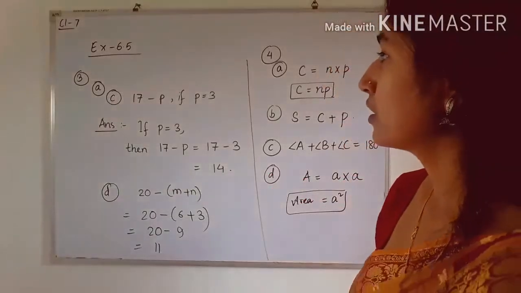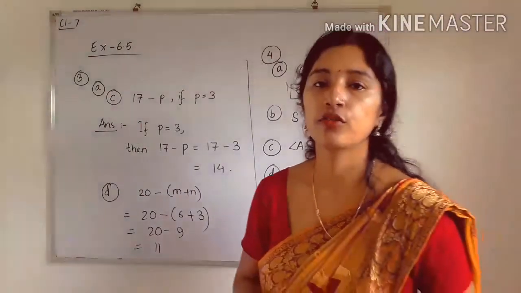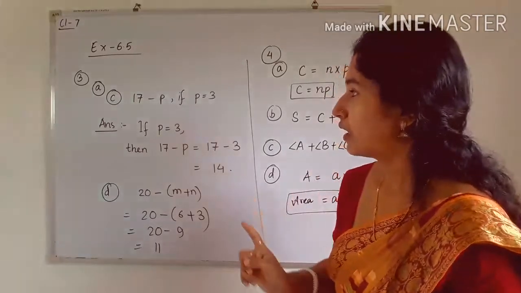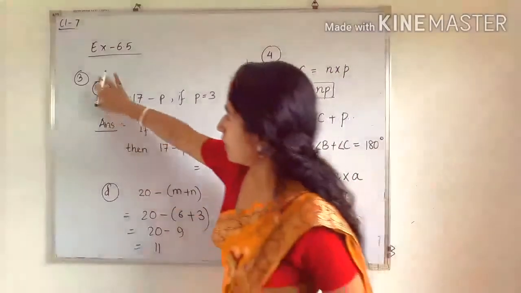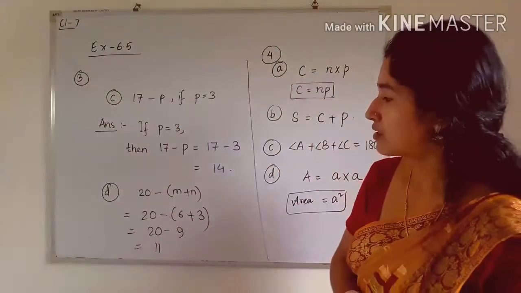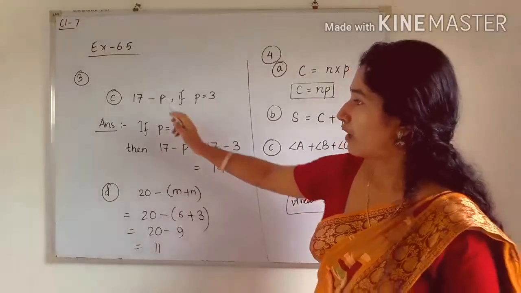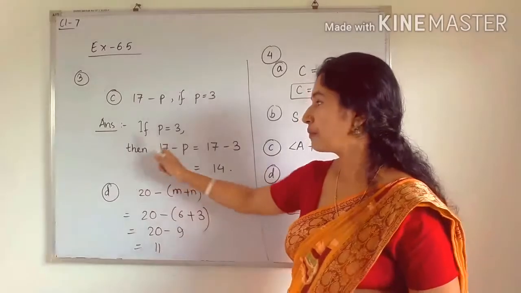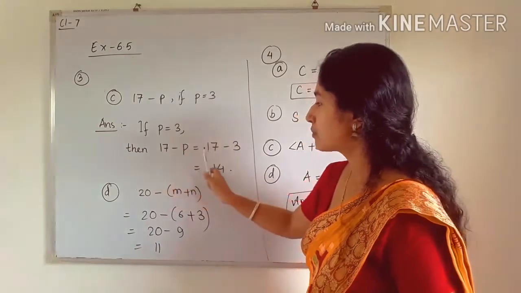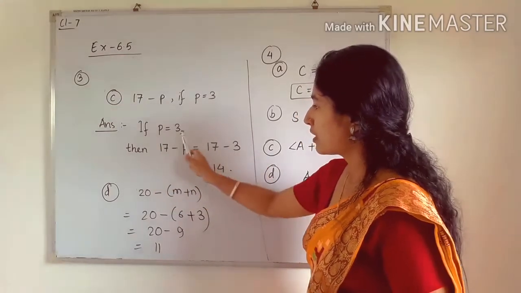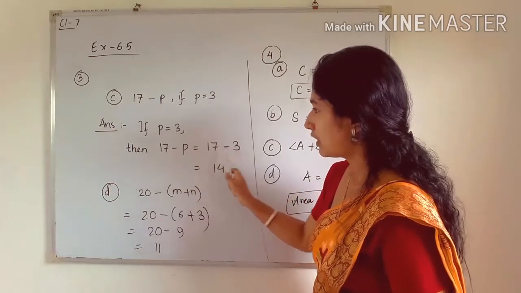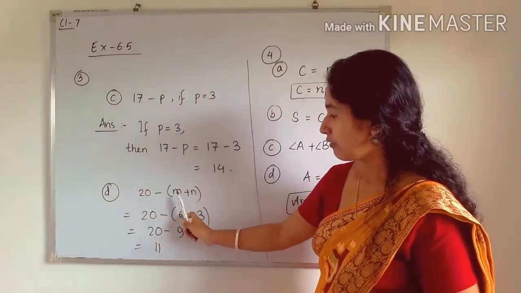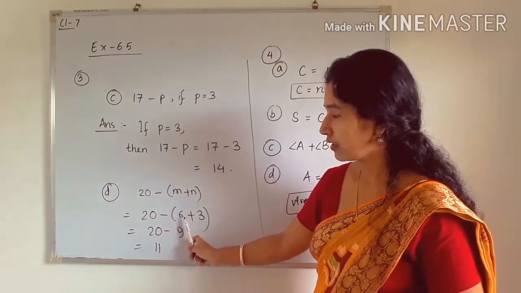So see the next question. Next, you have to find the value of the expression if the value of a variable is given. So from question number 3 I am doing number C and D. See here, we have to find the value of 17 minus P if P is equal to 3. So you have to write like this: if P is equal to 3, then 17 minus P is equal to 17 minus, in place of P you have to write 3. So 17 minus 3 will be what? 14.